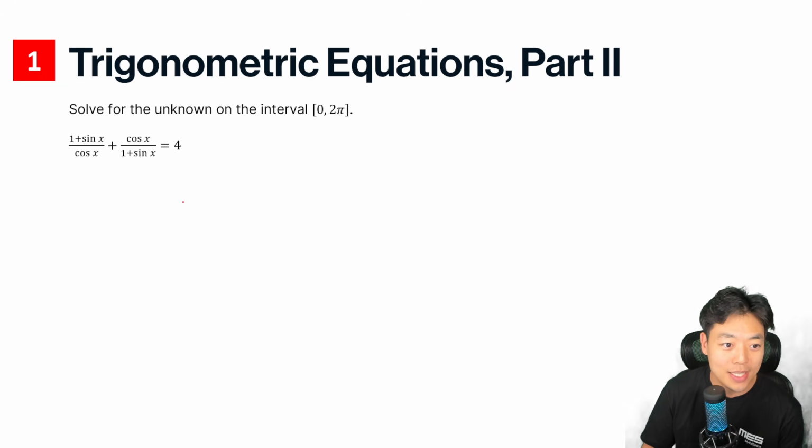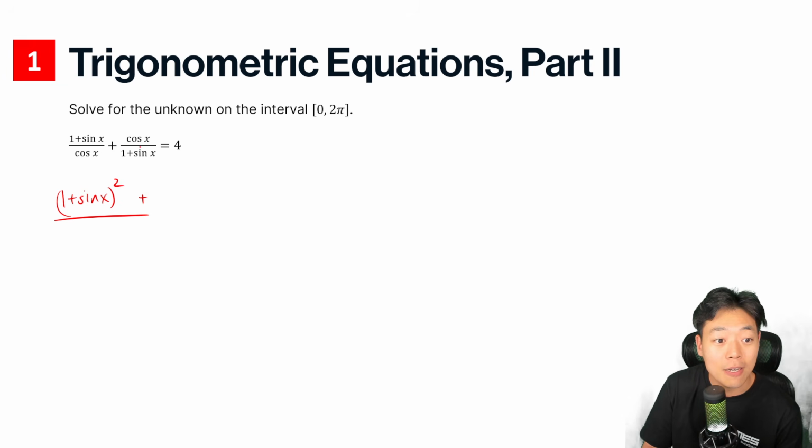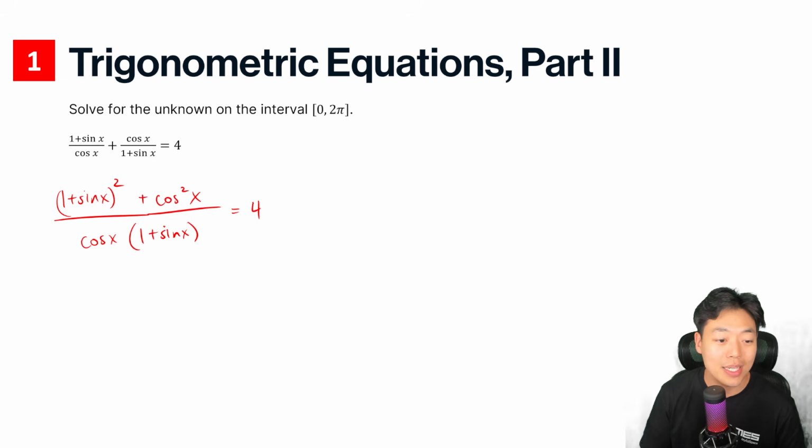We want a common denominator, so we are going to multiply both the top and bottom of this first fraction by 1 plus sine x. That'll give us 1 plus sine x squared for our very first fraction. And for the second fraction, I'll be multiplying by cosine of x on top and bottom. So I get cosine squared x. Now, all of this will be over cosine of x times 1 plus sine x. Again, we were looking for a common denominator.